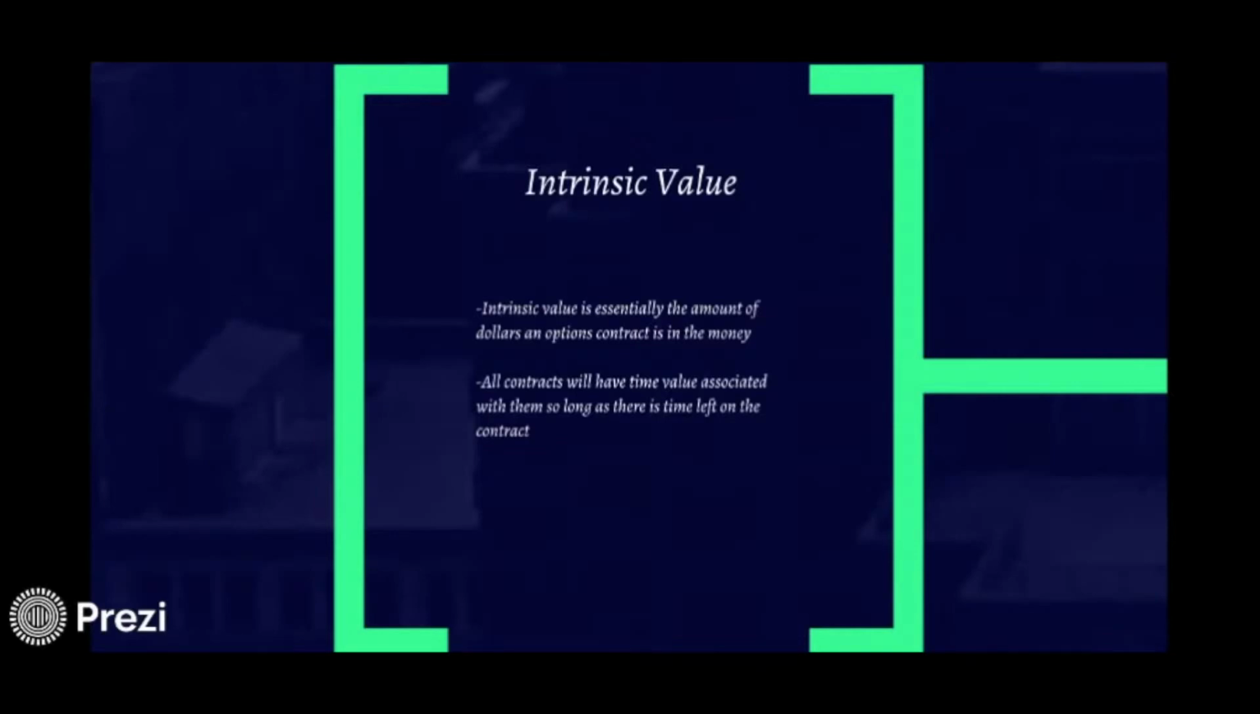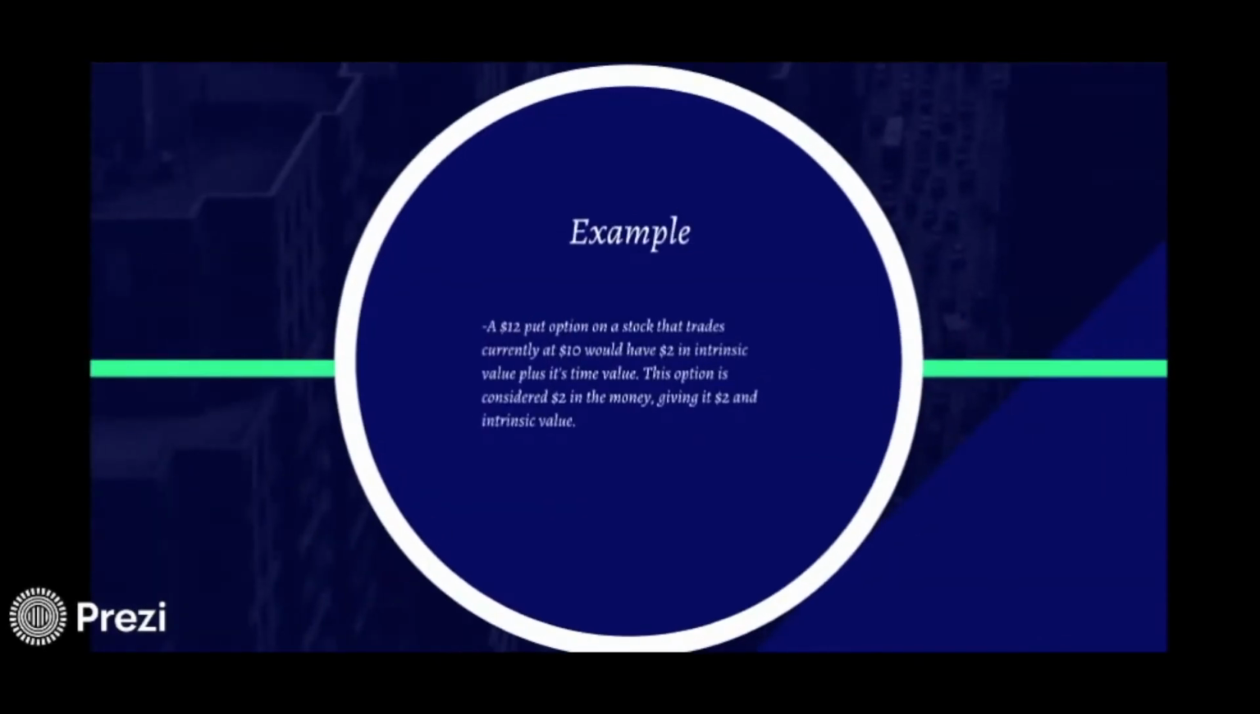When purchasing an option, that time is working against you, meaning every single day that option contract is losing time value. So for example, a $12 put option on a stock that trades currently at $10 would have $2 in intrinsic value plus its time value. So this option is considered $2 in the money, giving it $2 in intrinsic value.